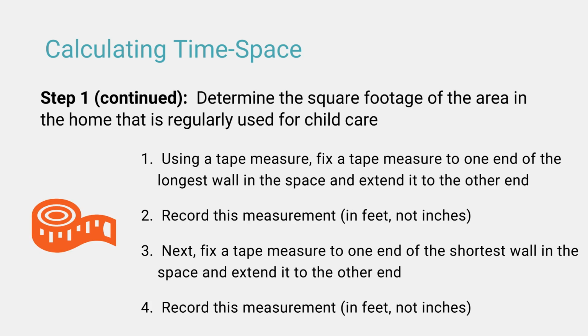First, using a tape measure, fix a tape measure to one end of the longest wall in your space and extend it to the other end. Next, record this measurement in feet, not inches. Then, fix a tape measure to one end of the shortest wall in your space and extend it to the other end, and record this measurement in feet, not inches.